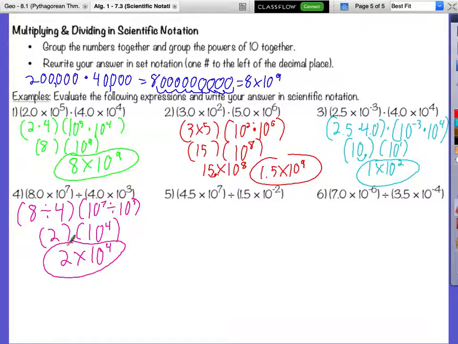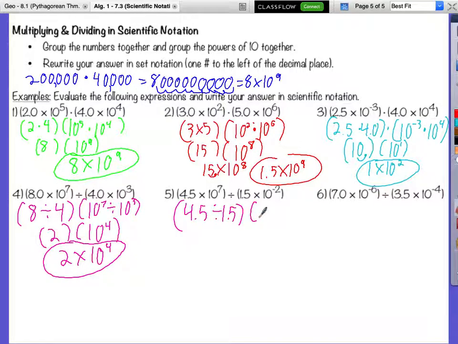Okay, if we can make our way back to our seats, please. Thank you. So on the second one, Benjamin, wait, please. On the fifth one on the board on our notes, what two numbers do we group together first? 4.5 and 1.5, and we're dividing, right?